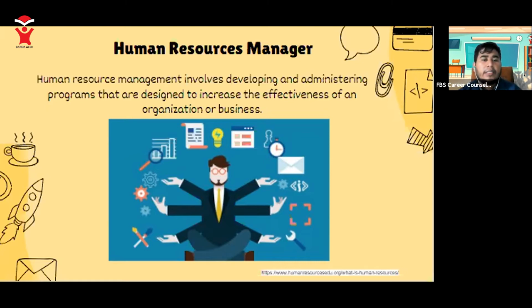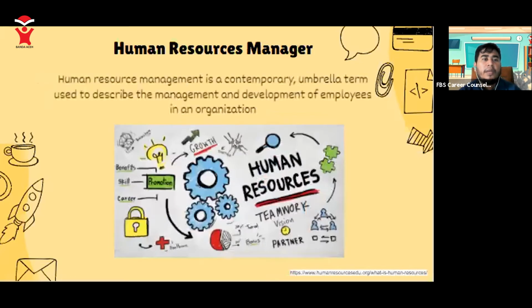All right, so next, for the human resources manager, the management and development of employees. In general, what they do is how they manage. It's not only managing the people or the employees. For example, they have work to do. So for example, employee A will do a specific job A. Employee B will do job B. So they have specific jobs and what they do.